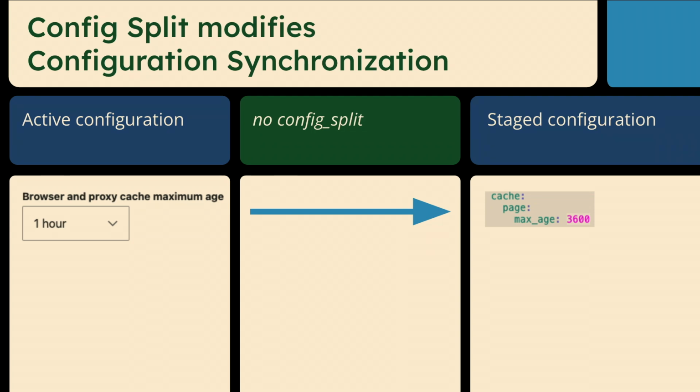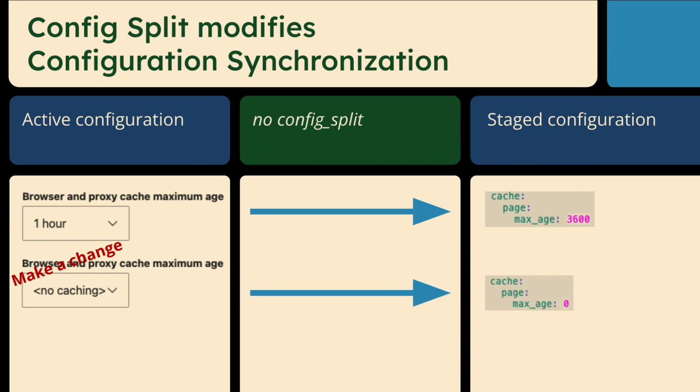There's a cache key inside that. There's other keys as well inside that, but one of them is page, and one of those is max age. So that's exported as seconds, so it's 3,600 seconds for an hour. If we make a change in our active configuration in the UI, or using config set with drush, we export that again. Our YAML files get updated, so we can track that change.